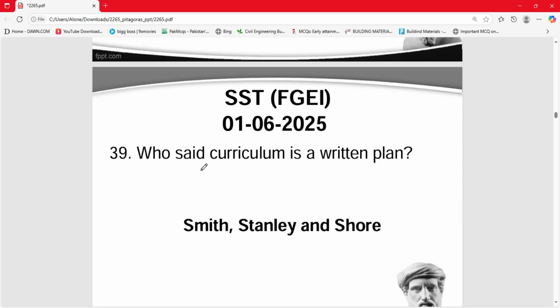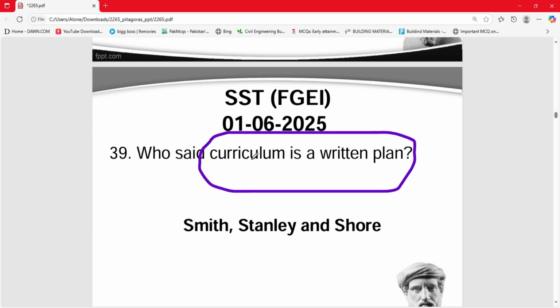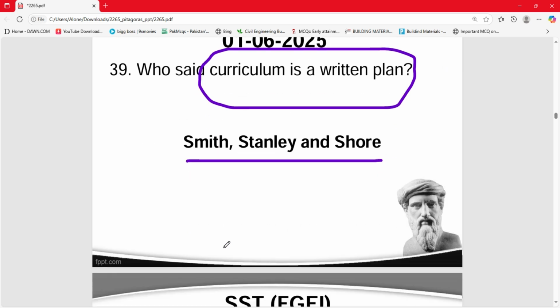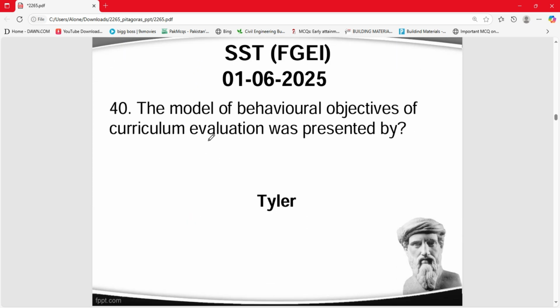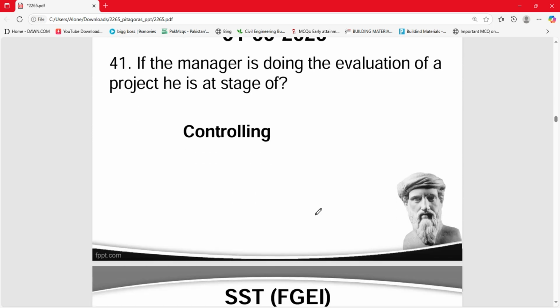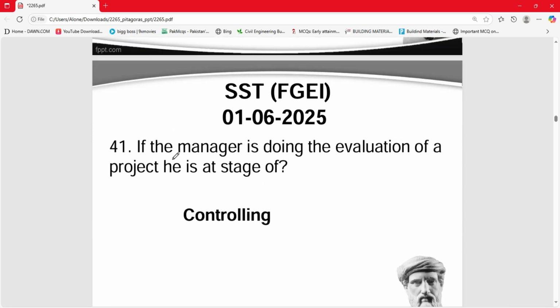This is a quotation, and you have to tell whose quotation this is. Curriculum is a written plan, and the right answer is Smith, Stanley, and Shaw. Next question is, the model of behavioral objective of curriculum evaluation was presented by Taylor. Our next question, if the manager is doing the evaluation of a project, he is at the stage of controlling.